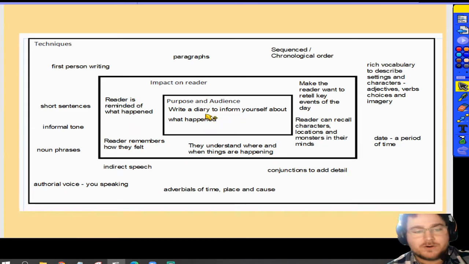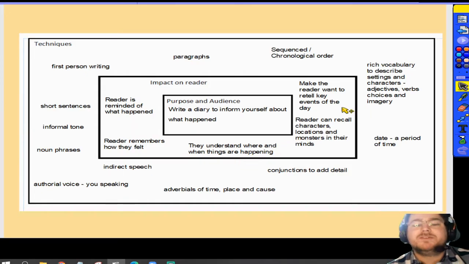So whether you're the king, whether you're Heracles, whether you're Zeus, whoever you have chosen, you are writing as them, for them. So that means that you are going to be the reader as well as the writer. So the reader is reminded of what happened. Great. Reader remembers how they felt. Important. Lots of emotion. They understand where and when things are happening. So make sure you describe where you are and not exactly the time, but put it into time order.